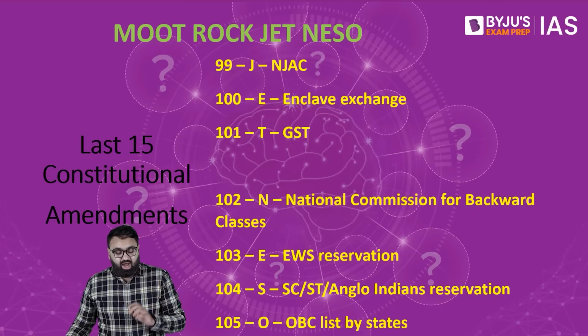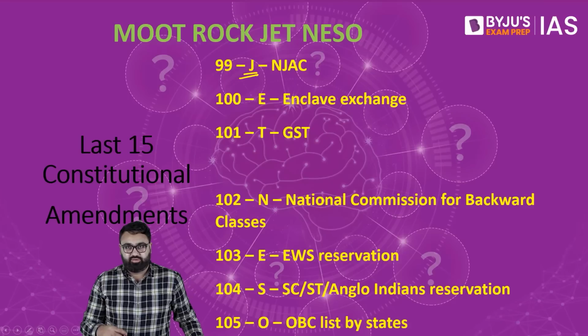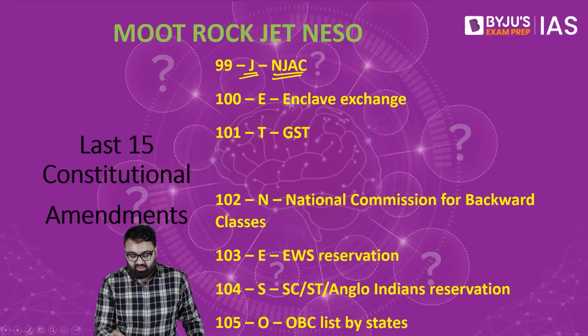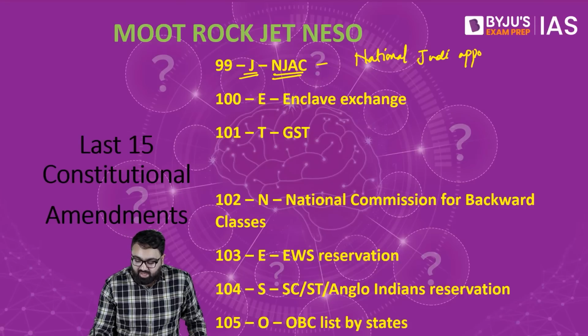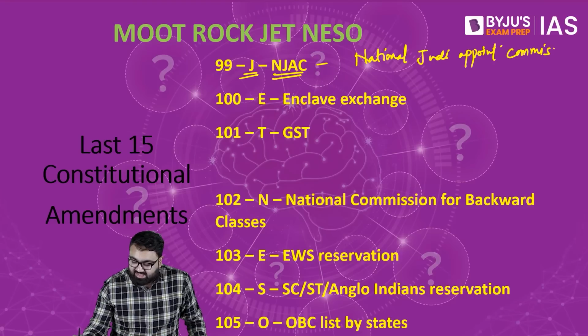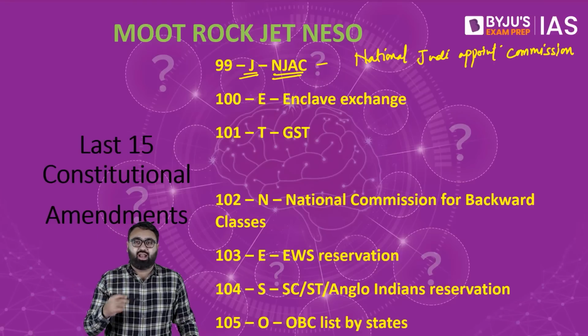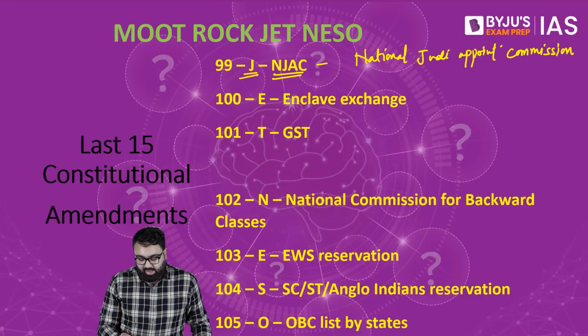The next 3 are JET, Jet. J stands for judiciary. So when you talk about judiciary, what we really mean to say is NJAC. As you know, the NJAC was the idea that stood for National Judicial Appointment Commission. The entire idea was that this will replace the existing collegium system in the manner of appointment of Supreme Court and High Court judges. But as expected, it was struck down by the Supreme Court.